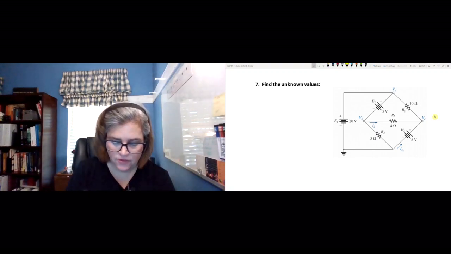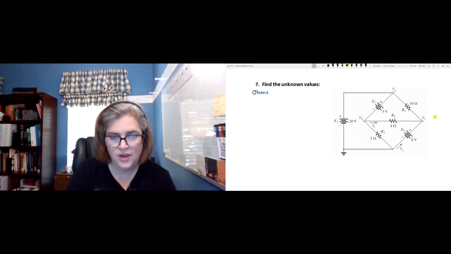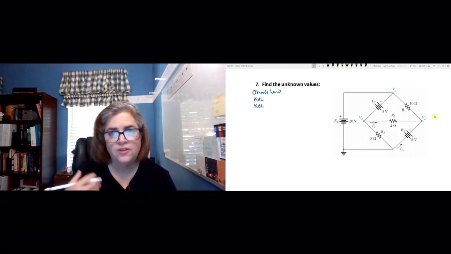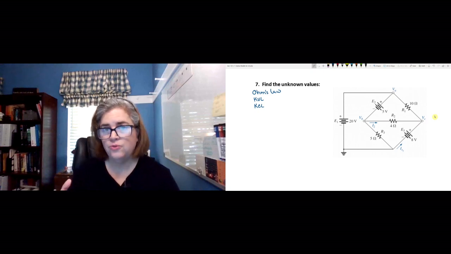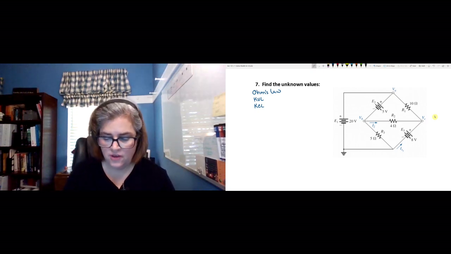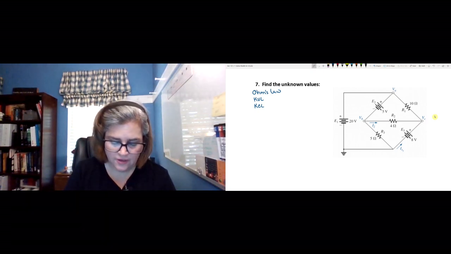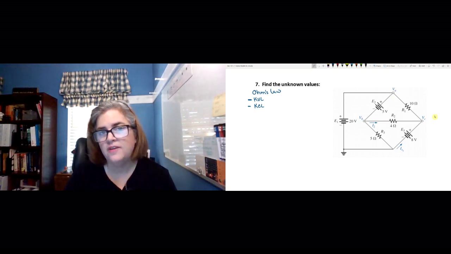So what tools do you have so far? You've got your Ohm's law. We have KVL, KCL, we have the voltage divider rule and the current divider rule. So these are all tools you can use in your circuit analysis. We're going to focus on, this time, KVL and KCL.